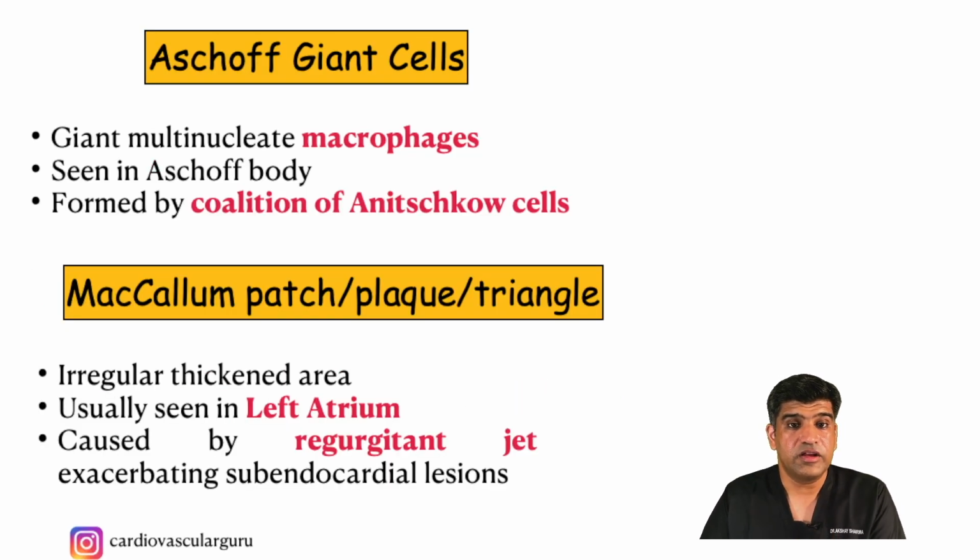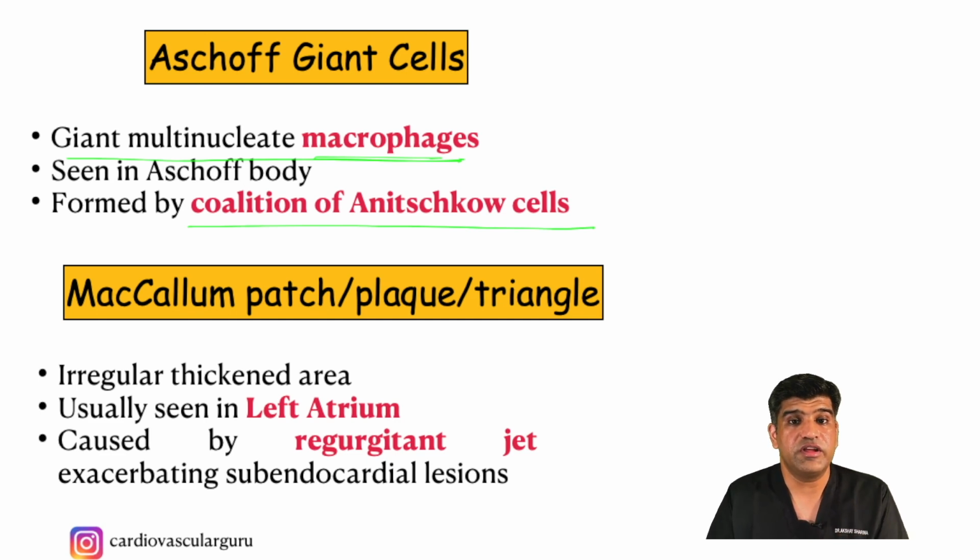Now, the other options. We saw two options. One was Aschoff bodies, the other was Anitschkow cells. Now the Aschoff giant cells. Aschoff giant cells are giant multinucleate macrophages, and they are nothing more than a coalition of Anitschkow cells. A few Anitschkow cells combine and form Aschoff giant cells, and they are seen in the Aschoff body.